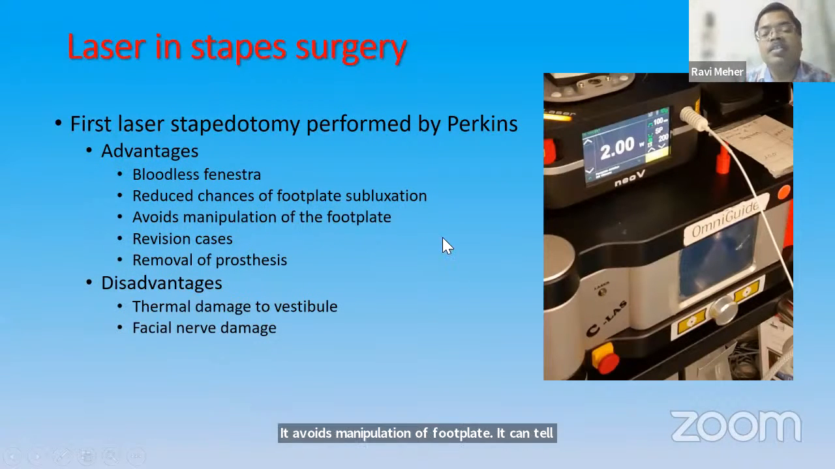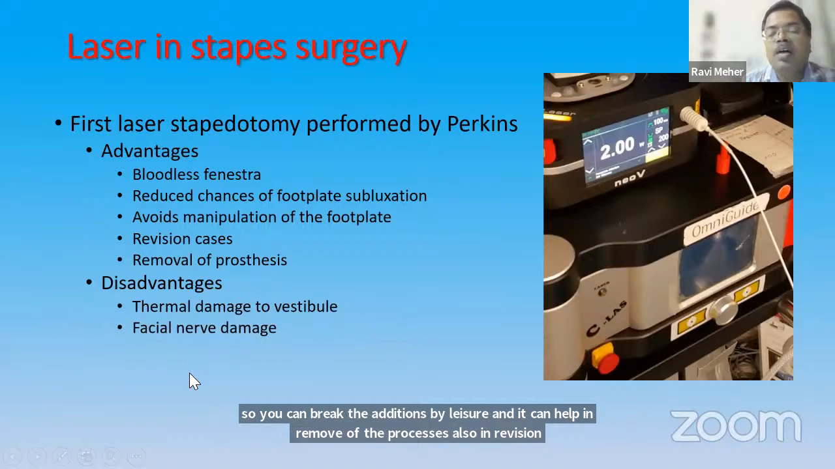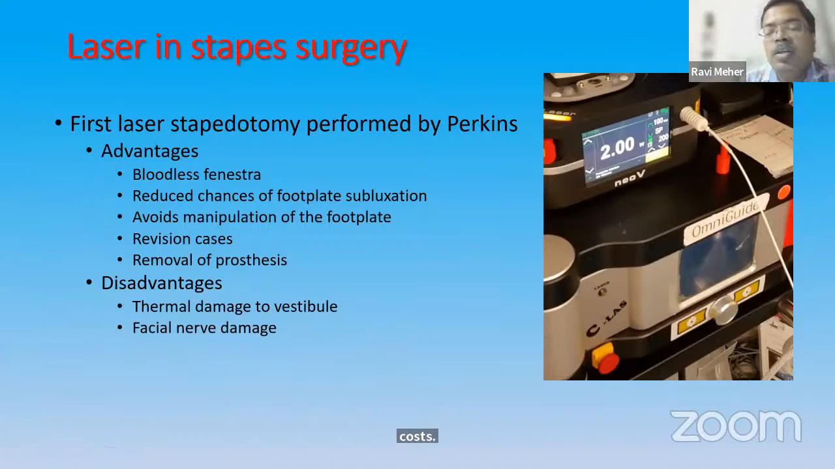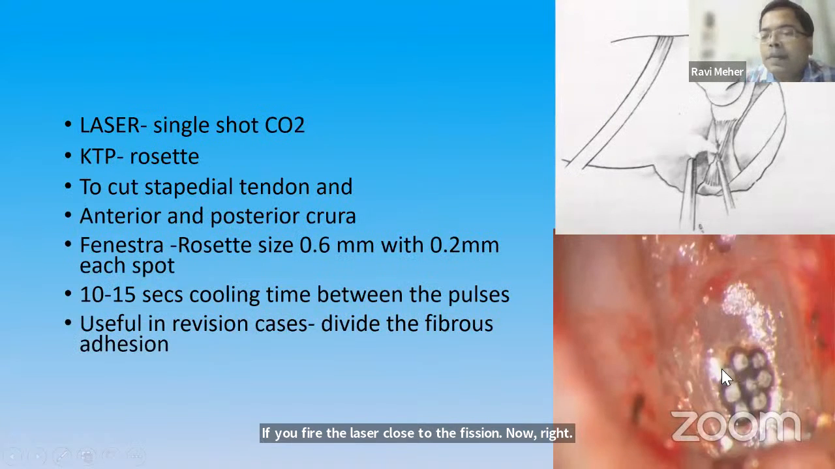Laser is very advantageous in revision surgery, because in revision surgery there are lots of adhesions. So you can break the adhesions by laser, and it can help in removal of the prosthesis also in revision surgery. Disadvantage, the high energy of the laser can damage the vestibule or the membranous labyrinth, and you can also inadvertently damage the facial nerve if you fire the laser close to the facial nerve, right? So this is about the laser.